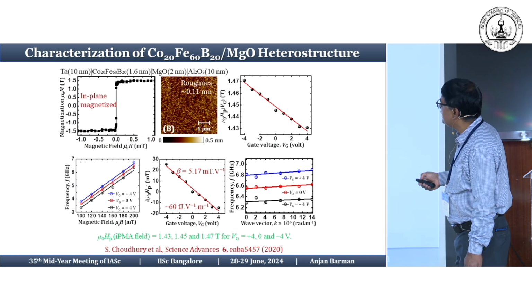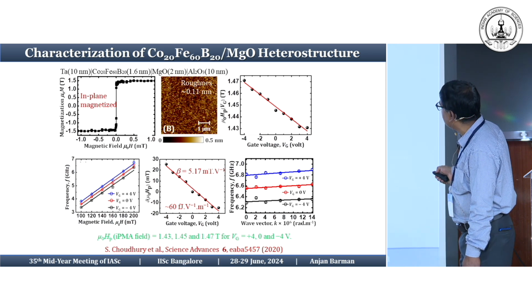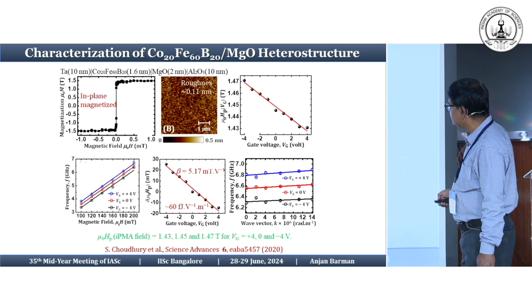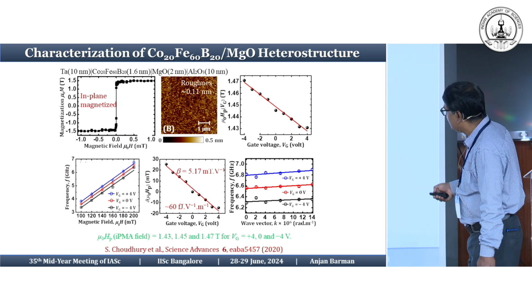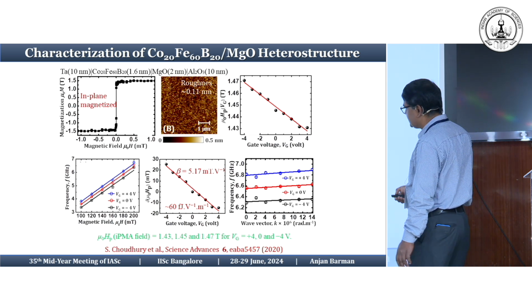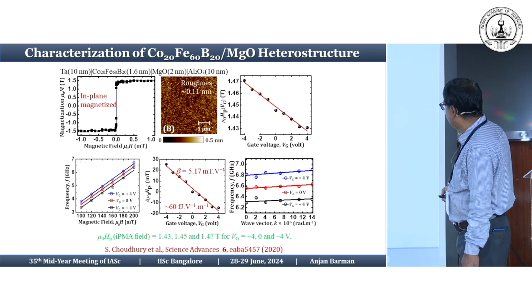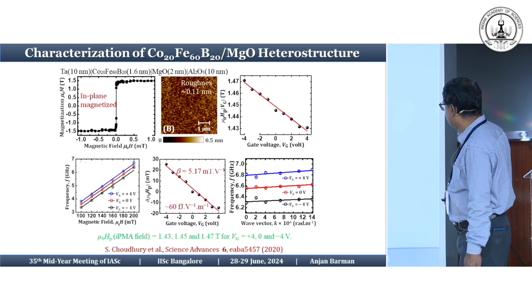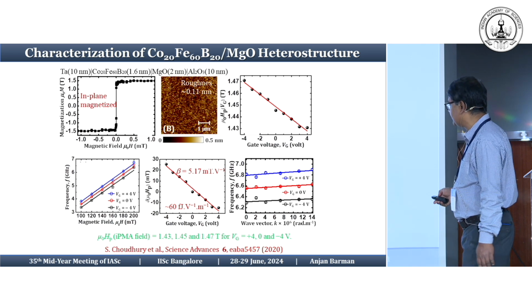Now we do further characterization. This is the magnetization, this is the roughness profile, and so on. Here we find, as a function of gate voltage, the change in the anisotropy, which changes linearly. From there we found the VCMA coefficient, which is reasonably high. And this is the frequency versus wave vector for this continuous device. There is a single spin wave mode, which fits with the Damon-Eshbach geometry.